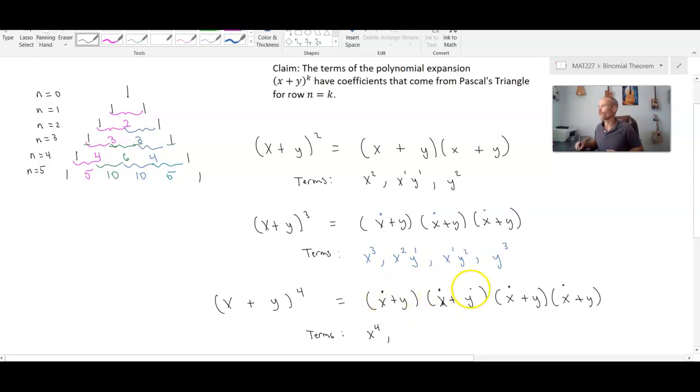Now I could just grab 3 x's and 1 y, which would give me x cubed times y. I could grab 2 x's and then 2 y's and multiply those to give me x squared times y squared. I could grab just 1 x and then multiply that by the 3 y's in the subsequent factors, giving me x to the first, y to the 3rd. Or I could multiply all 4 of the y's together, giving me y to the 4th. So that's 1, 2, 3, 4, 5 distinct terms corresponding to n equals 4.